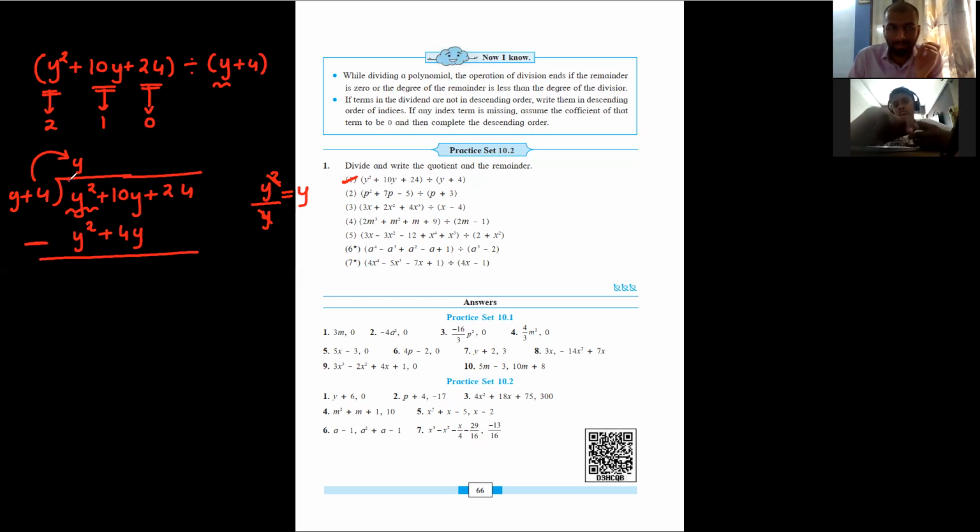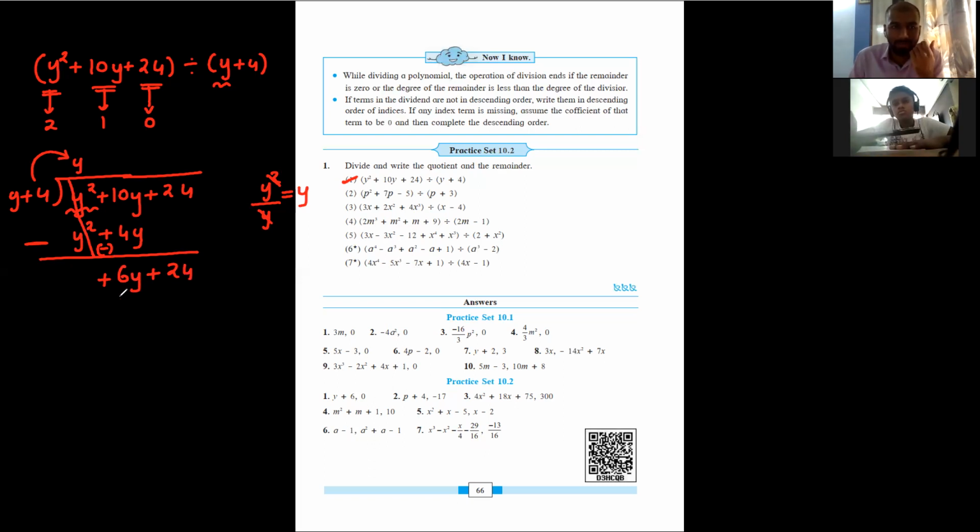So once you subtract, what happens? This y square and this y square will get cancelled. This plus 4y will change into minus 4y. Now in 10 and 4, which number is bigger? Of course, 10 is bigger, so the sign will be plus. Both the signs, plus 10y and minus 4y, are different, so you'll subtract. And over here it will be plus 24, because you have to bring the 24 down.